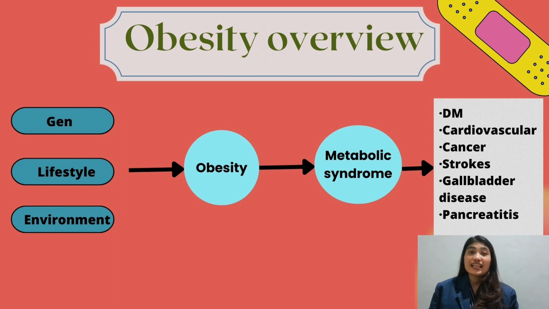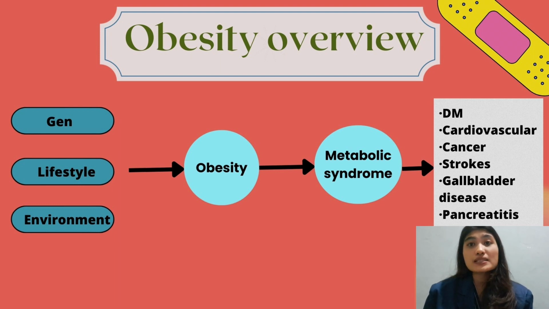The second is lifestyle. Lifestyle such as lack of physical activity, unhealthy eating patterns, and lack of rest can be a cause of obesity. The third is environment. The environment greatly influences a person's lifestyle and diet, including the consumption of alcohol and drinks with high levels of sugar and calories.